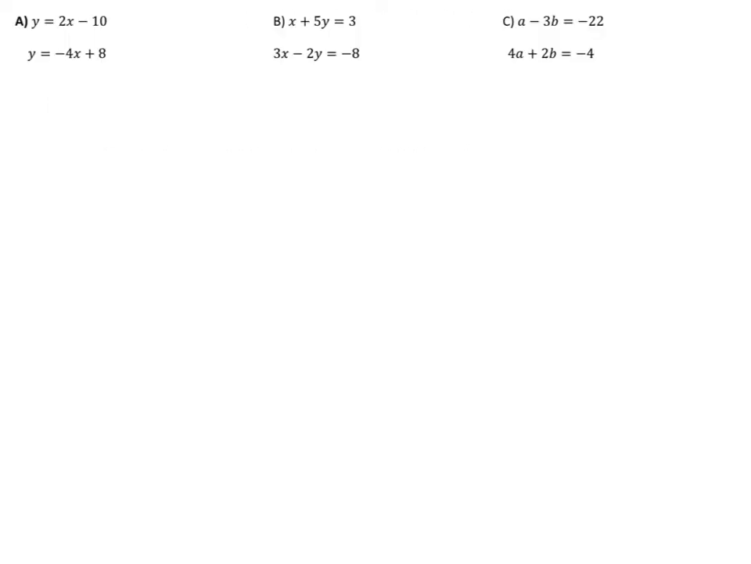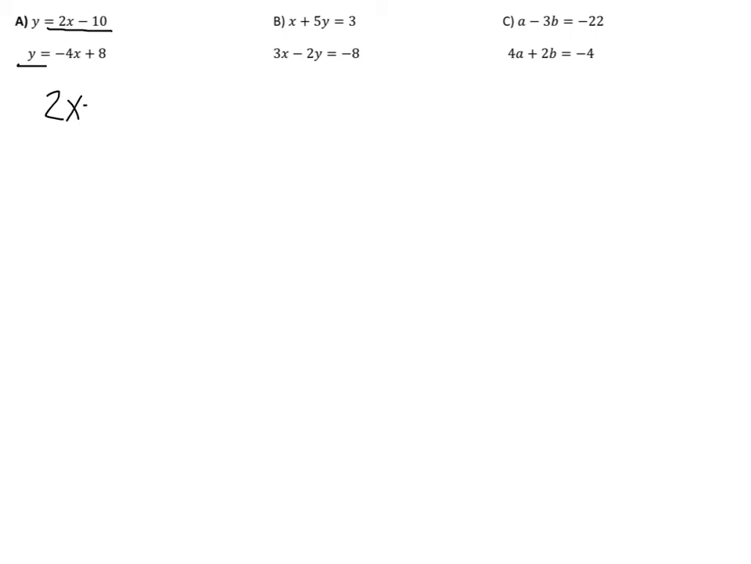In our first set of equations, a, b, and c, we're using the substitution method. Looking at example A, we have y equals 2x minus 10, and y also equals negative 4x plus 8. We take our first equation, y equals 2x minus 10, and since y is equal to that, in our second equation, where we have y, we can plug in 2x minus 10 for that y value.